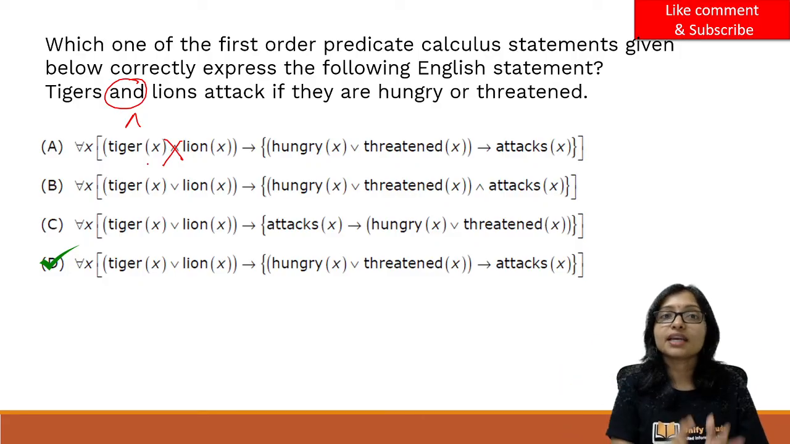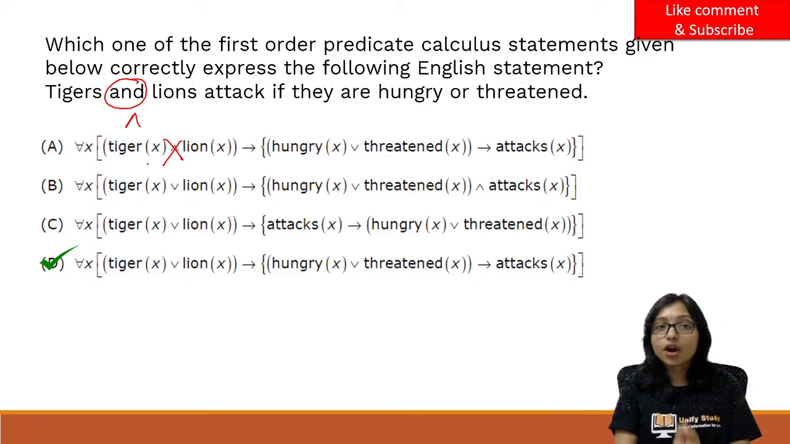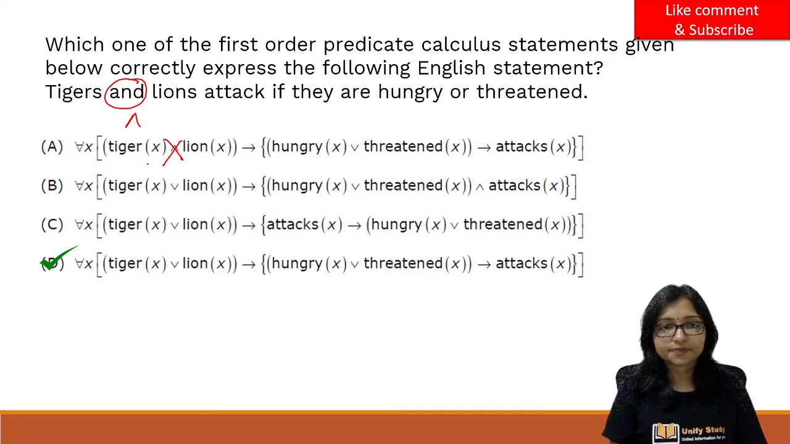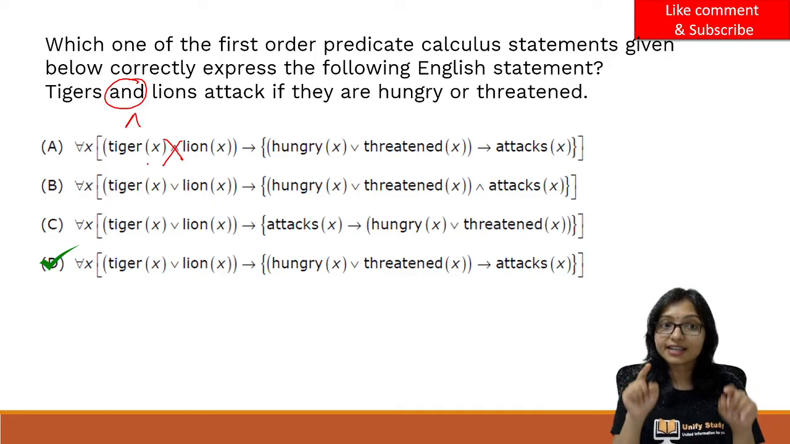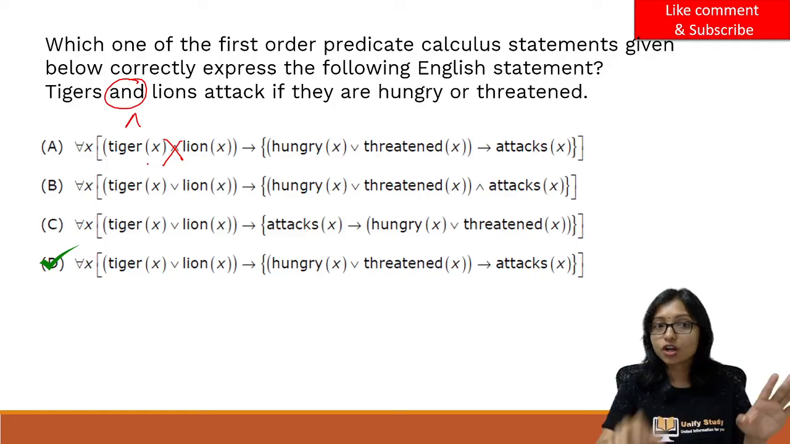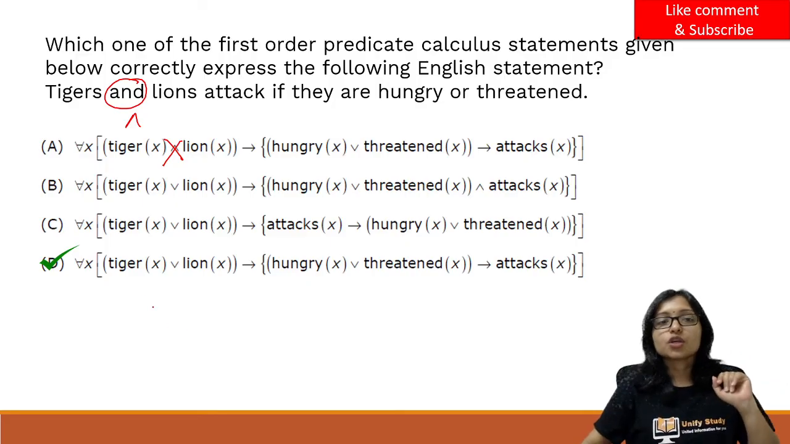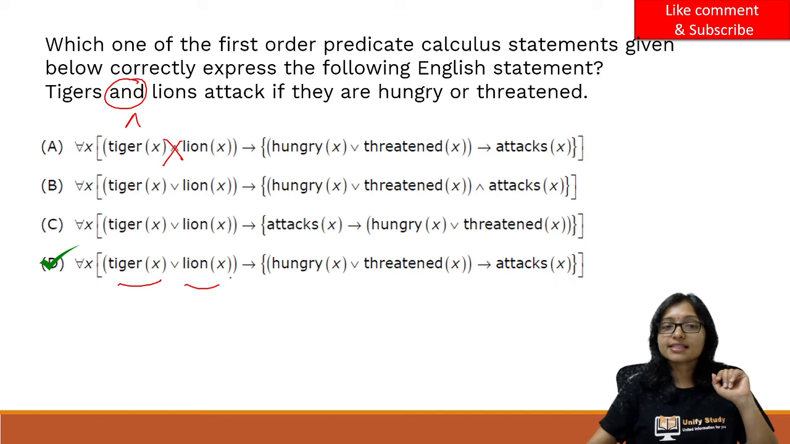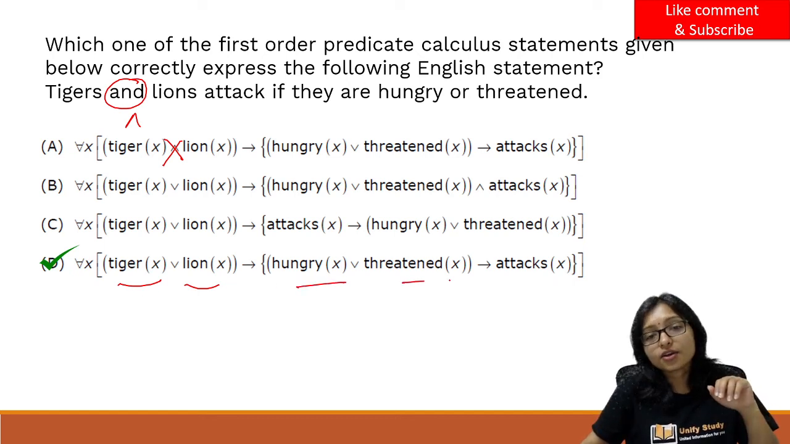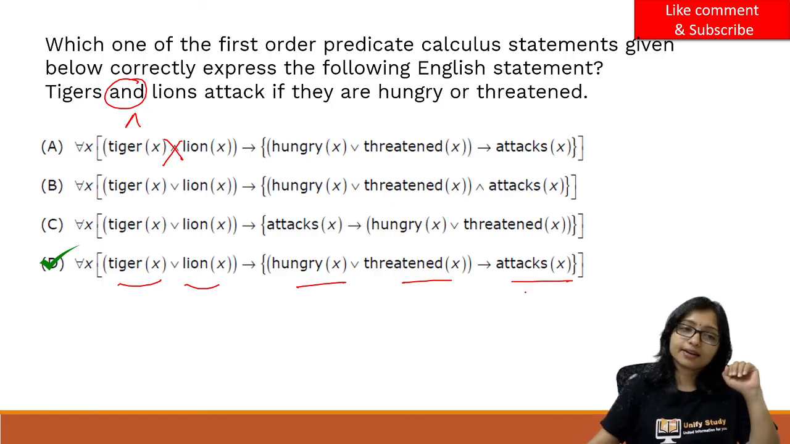What is the inner meaning? Either it is a tiger or it is a lion, they will attack if they are hungry or threatened. That is the meaning. Understand the meaning of the student or the meaning of the question. It's not and, it is actually or. So either it is a tiger or it is a lion. If it is, then if they are hungry or threatened, they will attack.